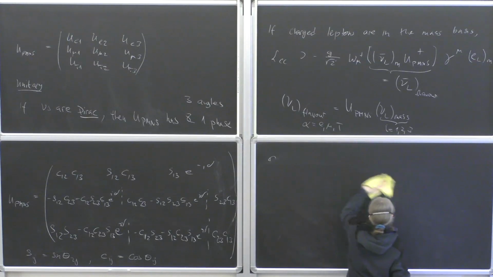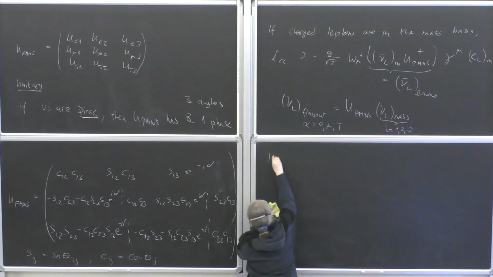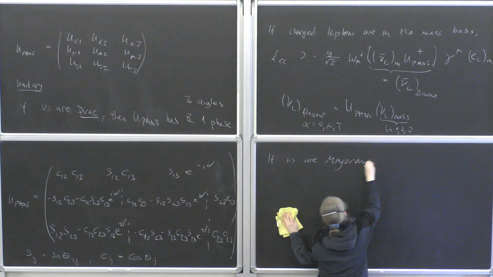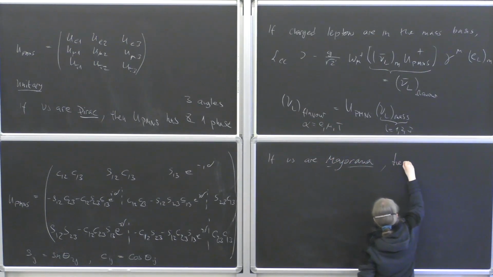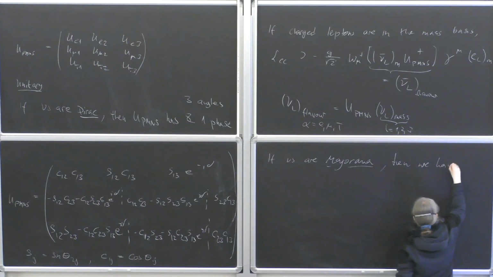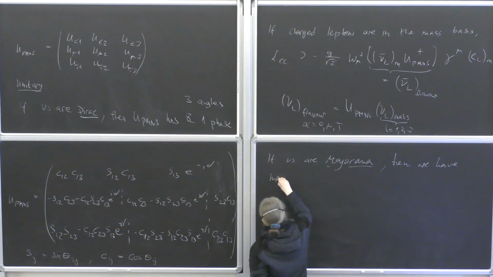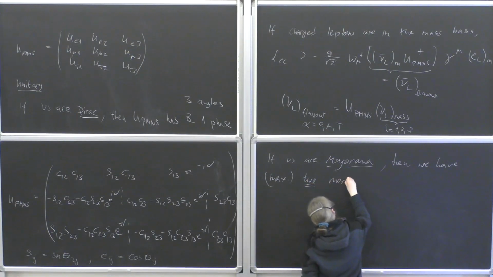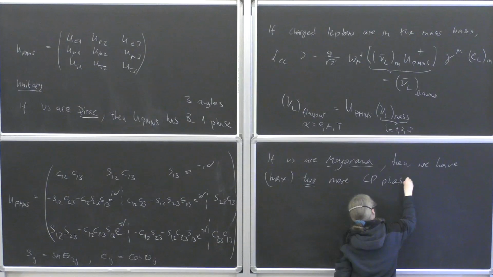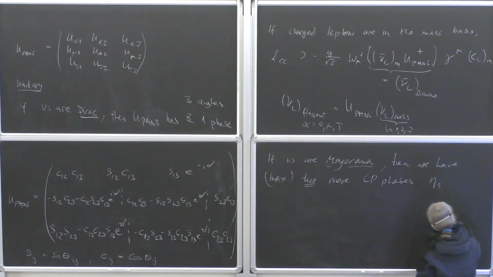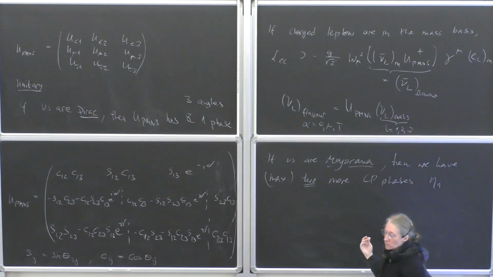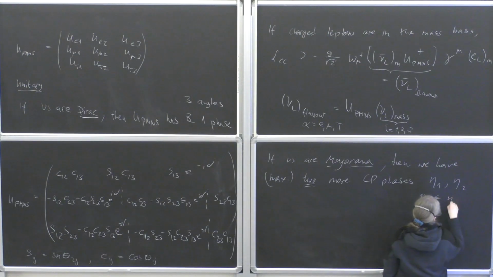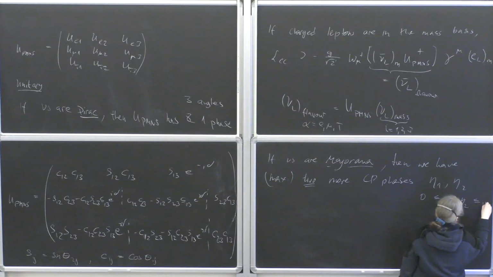Let me write it down. If neutrinos are Majorana, then we have a maximum of 2 more CP phases. According to the PDG, they are called eta 1 and eta 2, and they have a range between 0 and pi.